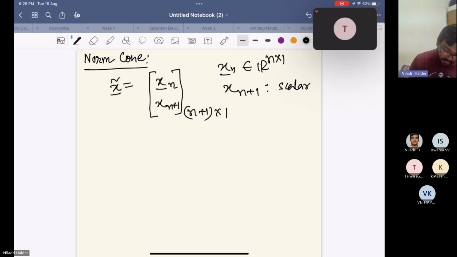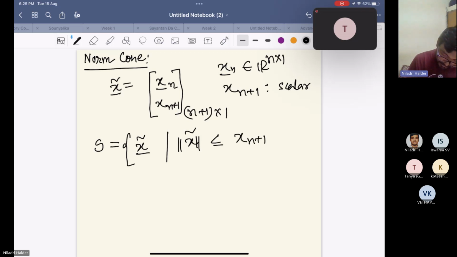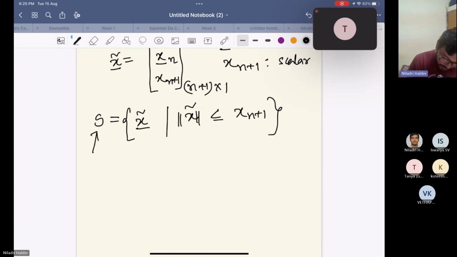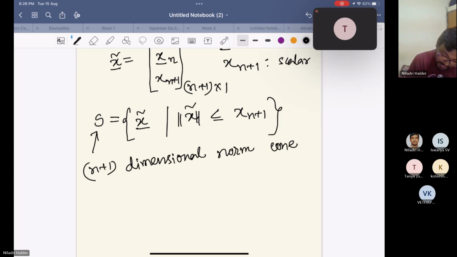Then the definition of norm cone is the set of all such vectors x tilde such that the norm of x is less than or equal to x n plus 1. This is called the n plus 1 dimensional norm cone, and you can show that this is also a convex set.